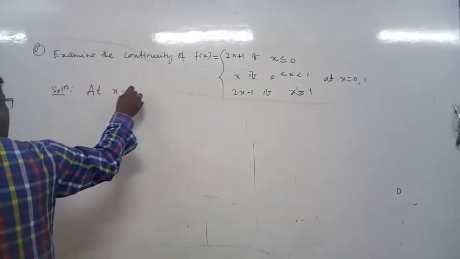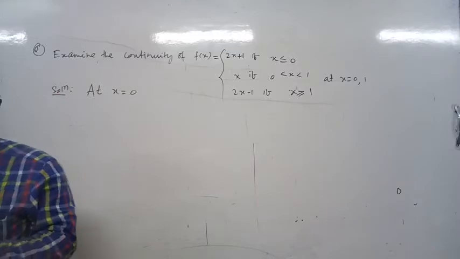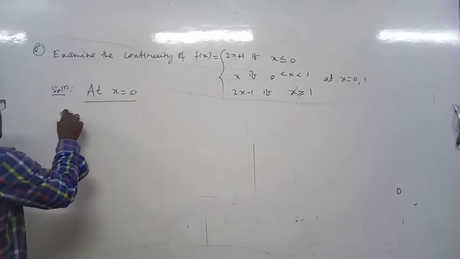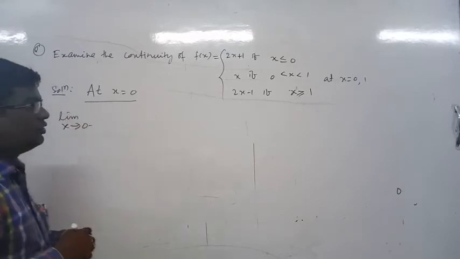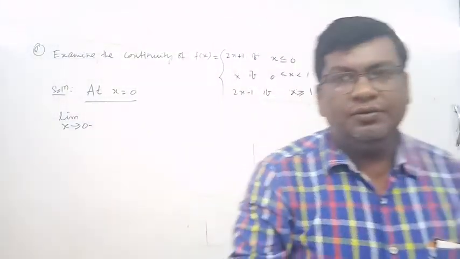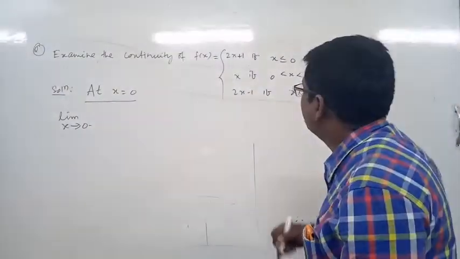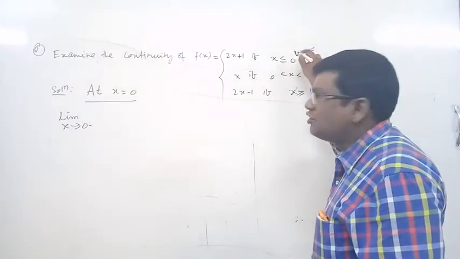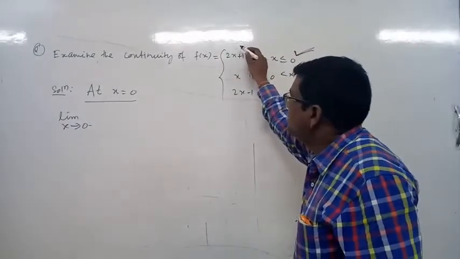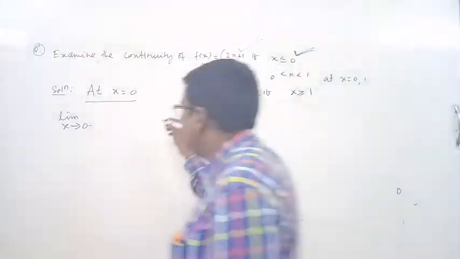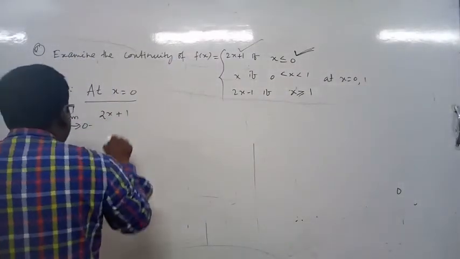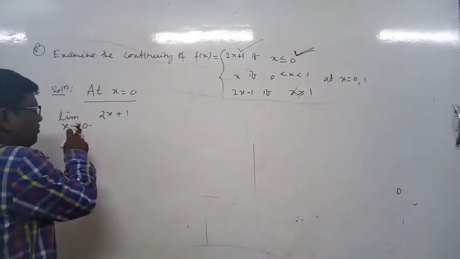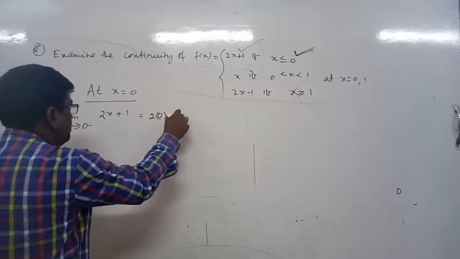At x is equal to 0. Clear? At x is equal to 0. First write limit x tends to 0 minus, means less than 0. That is x less than 0. Where is x less than 0 present? Here, x less than 0. So for the left hand limit use this 2x plus 1. Since it is polynomial form, we can put the limits directly. It is equal to 2 into 0 plus 1 is equal to 1.